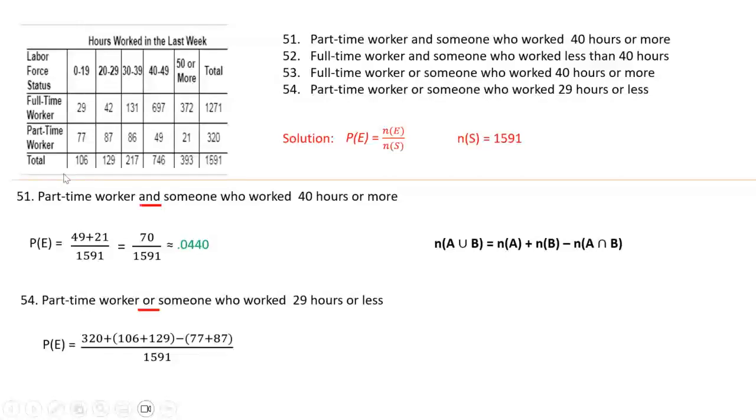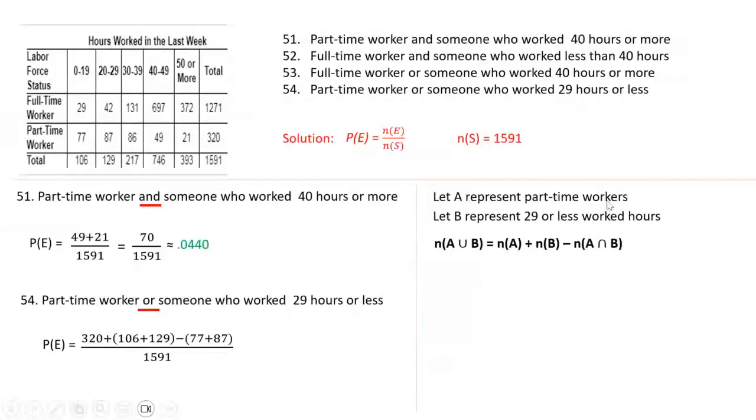Okay, let's do this. We're going to look at part-time workers, which is this one here. Part-time workers, or someone who worked 29 hours or less. So these two slots worked 29 hours or less. So it's going to be the 320 plus the 106 plus the 129. But we subtract these two because I already counted them in the 320. In other words, the 77 and the 87, I cannot count them twice. That's why I subtracted. That's by using the formula here. So we add that, and here's how we get the answer.